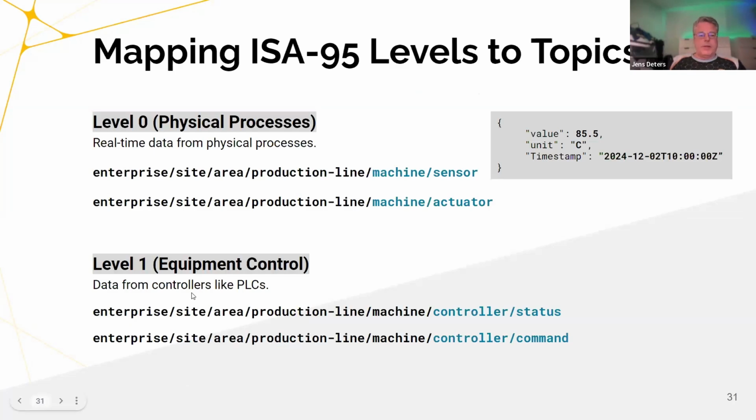Next level is level 1, the equipment control. There you're introducing the next level after the machine, the specific machine. You're introducing the controller definition, and then also different parameters like status or a command topic, where you're able to send commands to a controller to modify its behavior.